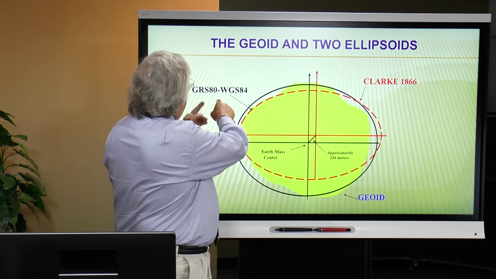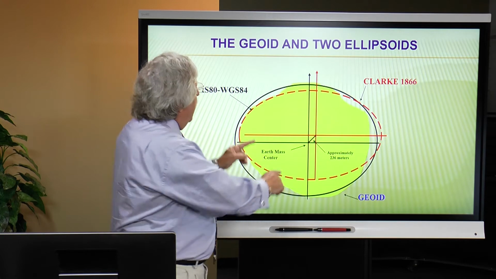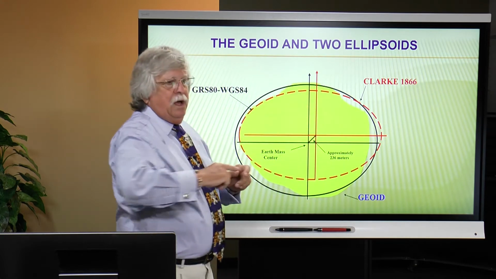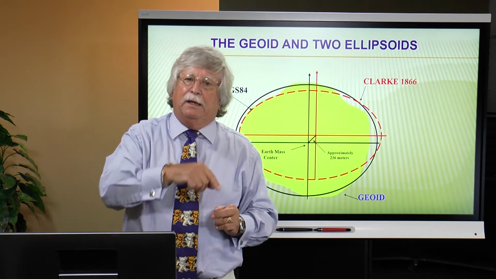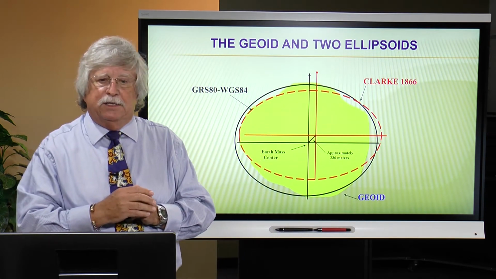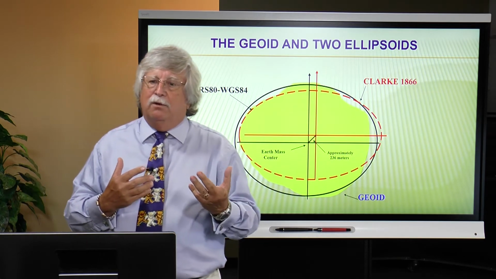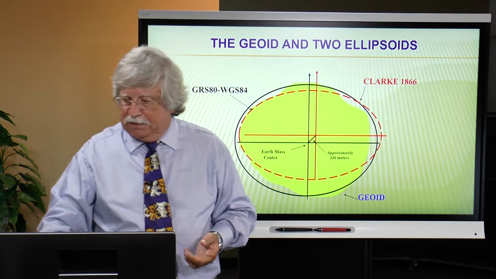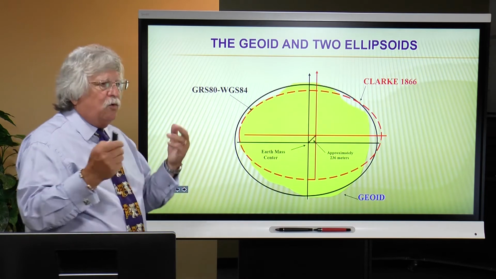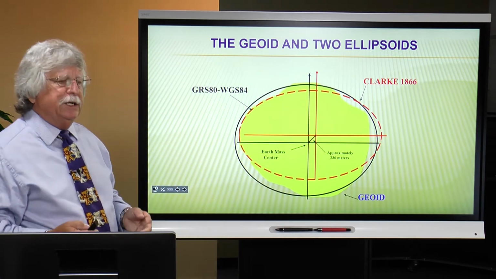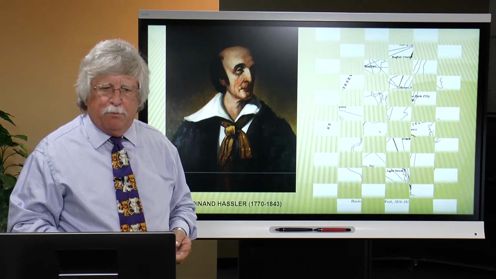So GRS80/WGS84, remember I've already said that they are effectively the same, is now our best globally fitting reference ellipsoid, but it may not fit North America as precisely as Clarke 1866 did. So these are some of the giveaways that you have to deal with when you're realizing something in a global reference frame. So let's take a look now at the historical development. I talked about that and briefly mentioned it in the previous session on geodetic surfaces. I want to go into a bit more detail.